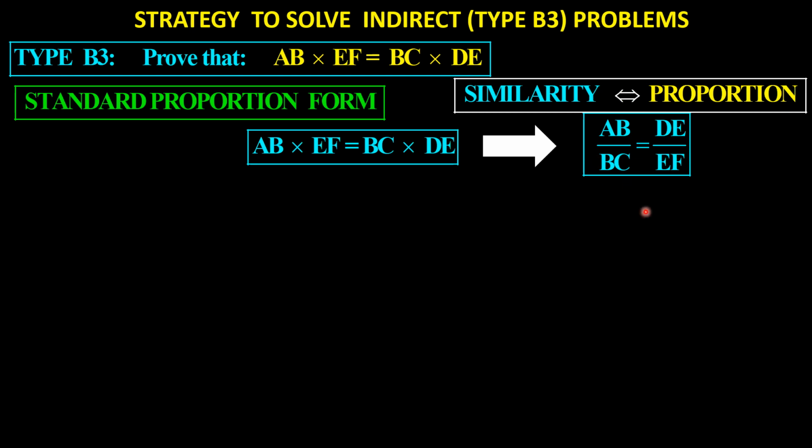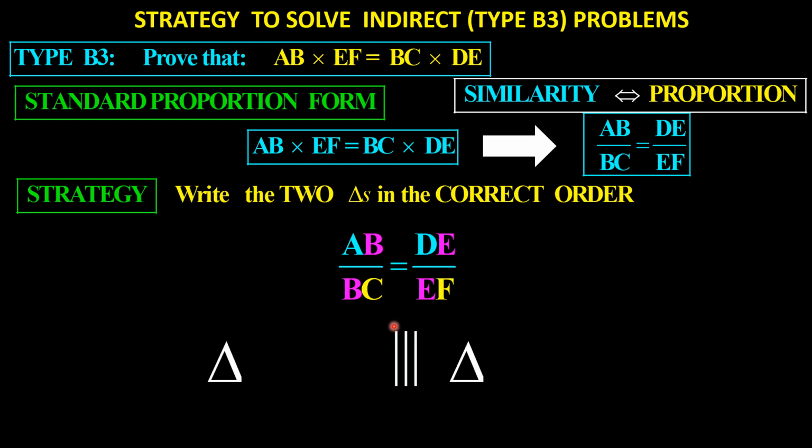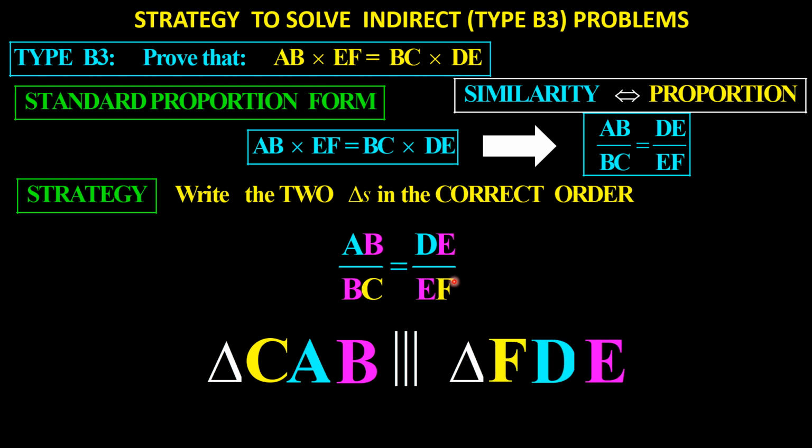And once it's in this form, we just have to write it in the correct order, and by now you can do that with your eyes closed. So AB over BC equal to DE over EF. So this is ABC, so that's going to be CAB. And there's DEF, so that's going to become FDE. Very easy. And then we're ready to prove that they are similar.